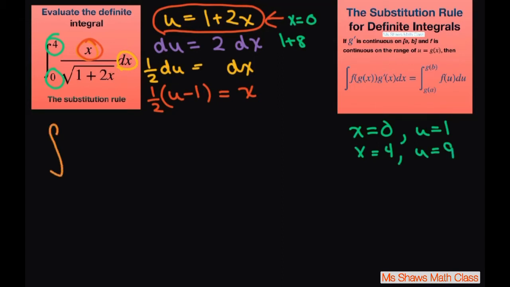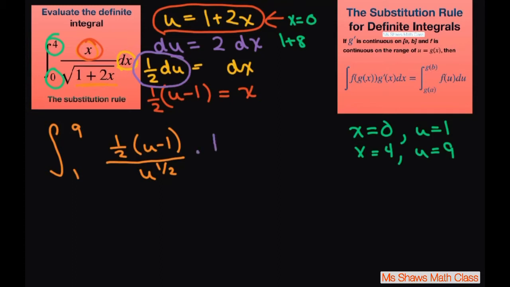So let's see if we can substitute all this out. Our integral now, instead of 0 to 4, is going to be 1 to 9. Our x is 1/2 times u minus 1. And then we have this is u, but I'm going to go ahead and write this as u to the 1/2. And our dx is here, and that's going to be times 1/2 du.